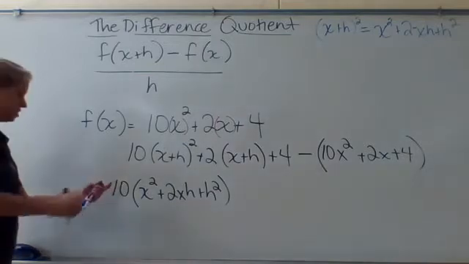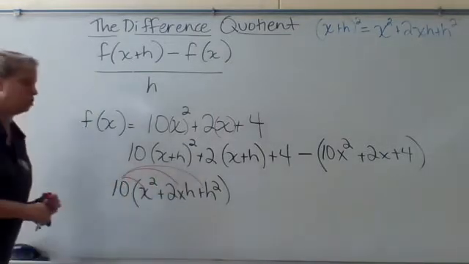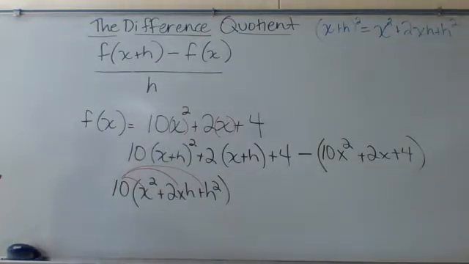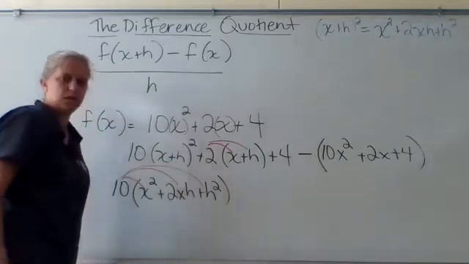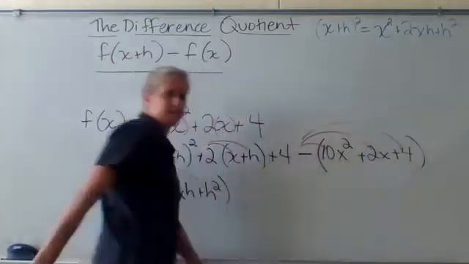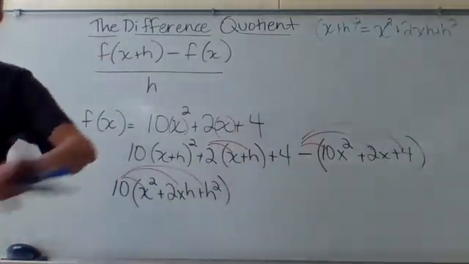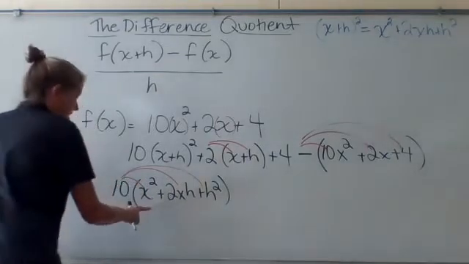Now I'm going to distribute the 10 to get rid of those parentheses. I'm going to distribute that 10. I'm also going to distribute this 2. And then I'm also going to distribute that minus to everything in that last parentheses. So that's going to get rid of all my parentheses in the whole problem, so I'll be able to clean it up. So let's distribute the 10 to see what we get.